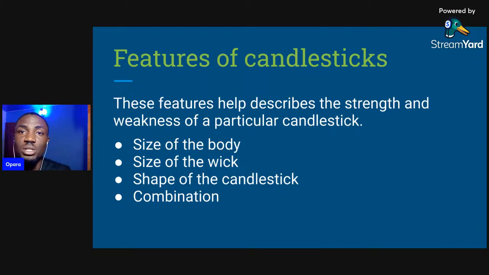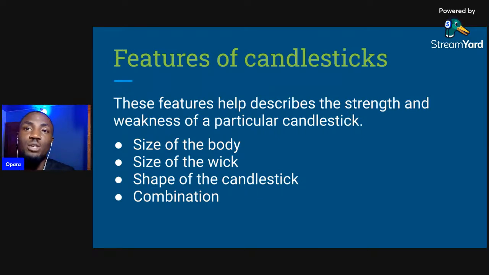Features of a candlestick. A feature means the characteristics of the candlestick. Now, these features help describe the strength and weakness of a particular candlestick. Now, mind you, we say the candlestick shows us the price volatility. So if volatility can be strong or high, the volatility can be much. So there are certain features that can help you know when the volatility within a specific time frame is high or not. And that is where the features of a candlestick come into play.